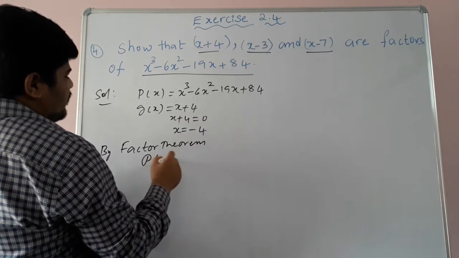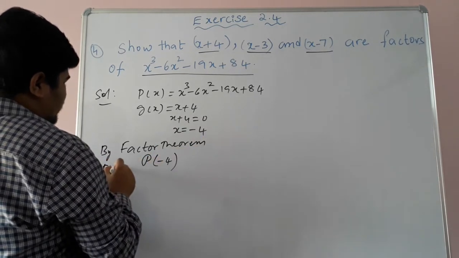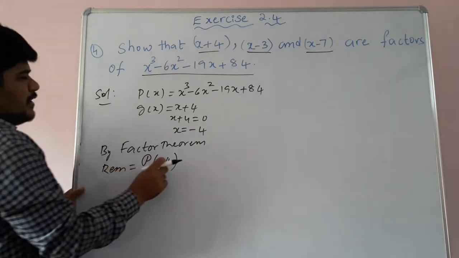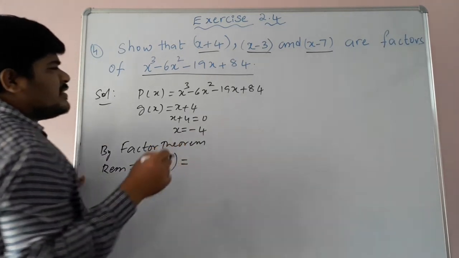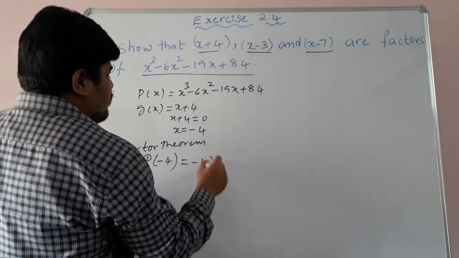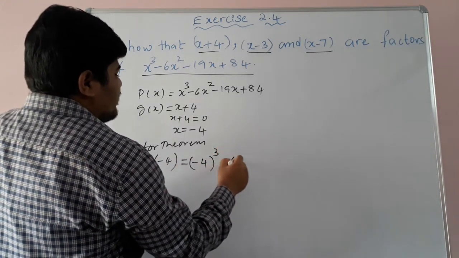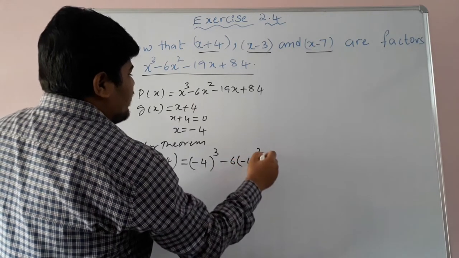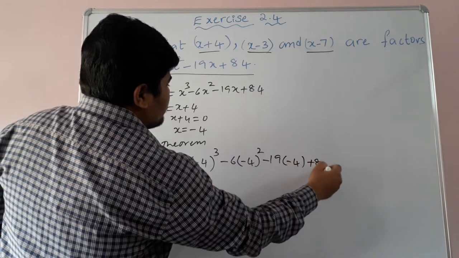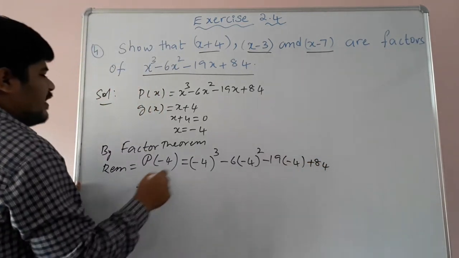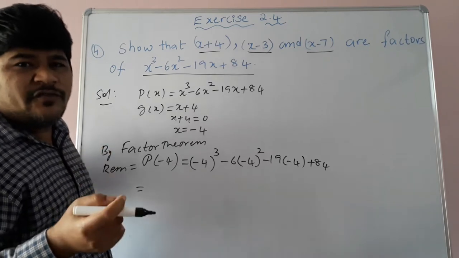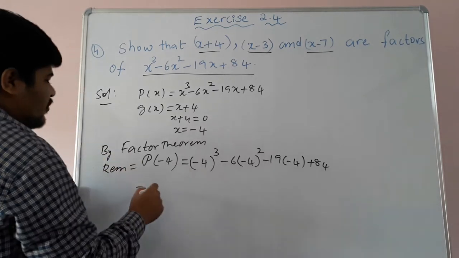Now by factor theorem, p of minus 4 is equal to the remainder. Remainder, short form I wrote, REM is remainder. P of minus 4 is equal to, children, just replace the x value with negative 4. So minus 4 cube minus 6 into minus 4 square minus 19 into minus 4 plus 84. Now children, simplify. Minus 4 cube value: minus 4 into minus 4 into minus 4, so that is negative 64.